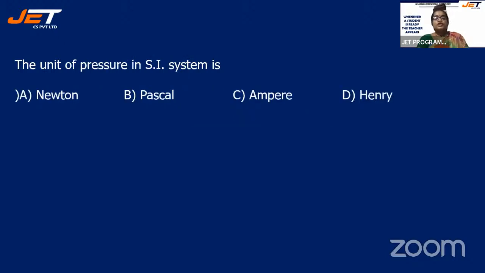Next question. The unit of pressure in SI system is. We saw this earlier. It is Newton per meter square. Right? So Newton per meter square means Pascal.